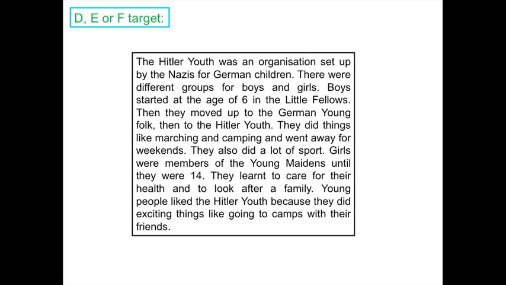Girls were members of the Young Maidens until they were 14. They learnt to care for their health and look after a family. Young people liked the Hitler Youth because they did exciting things like going to camps with their friends.